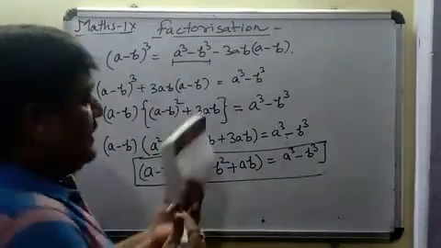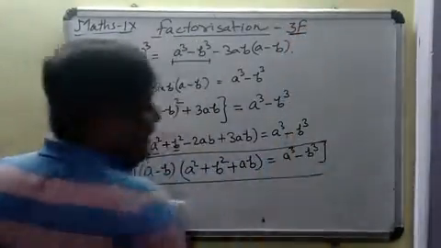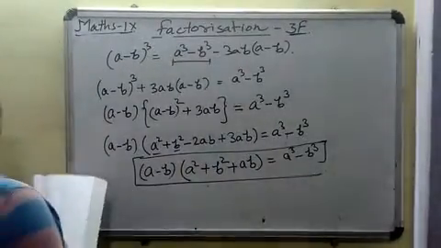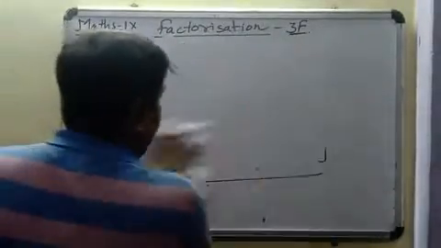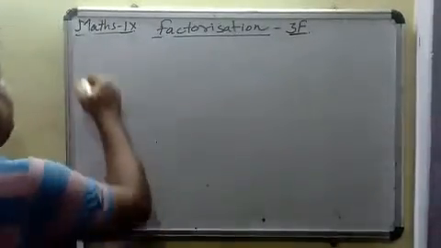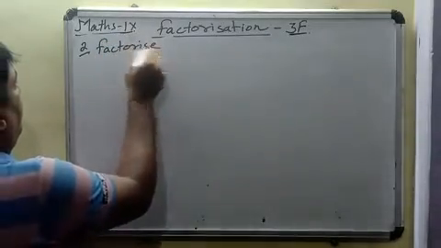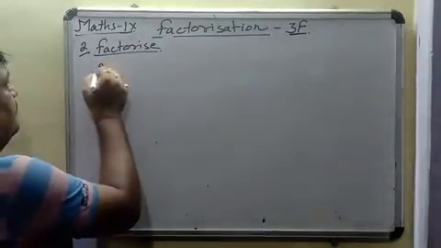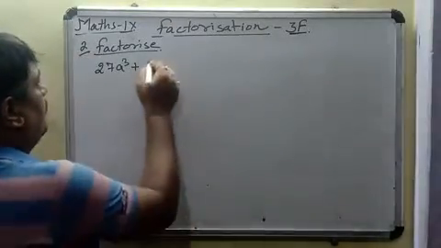So I am going to start right now exercise number 3F. So first of all, I am getting into question number 2. Question number 2 is saying factorize 27a cube plus 64b cube.